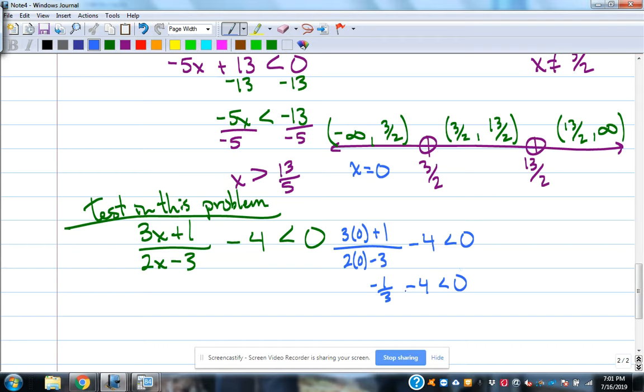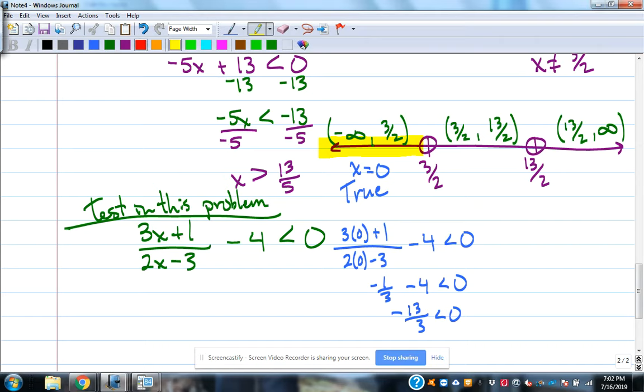Negative 1/3 minus 4 is a negative number, right? It's going to be more negative than it already was. Is that less than 0? That's negative 13 over 3. That's less than 0. So this area is true. So that's going to be part of our answer. Right now we know that everything from here that way is part of my answer. But I've got 2 other little windows that it could be in as well.